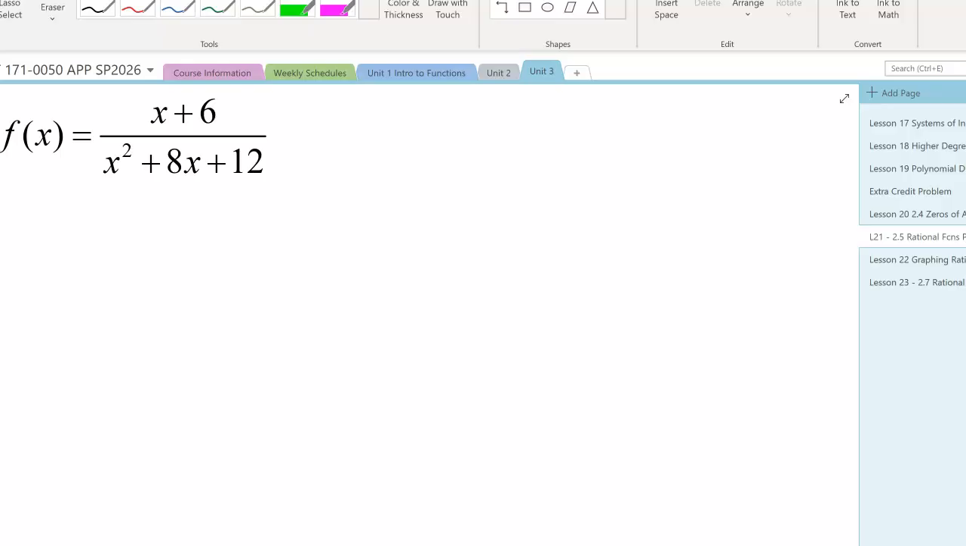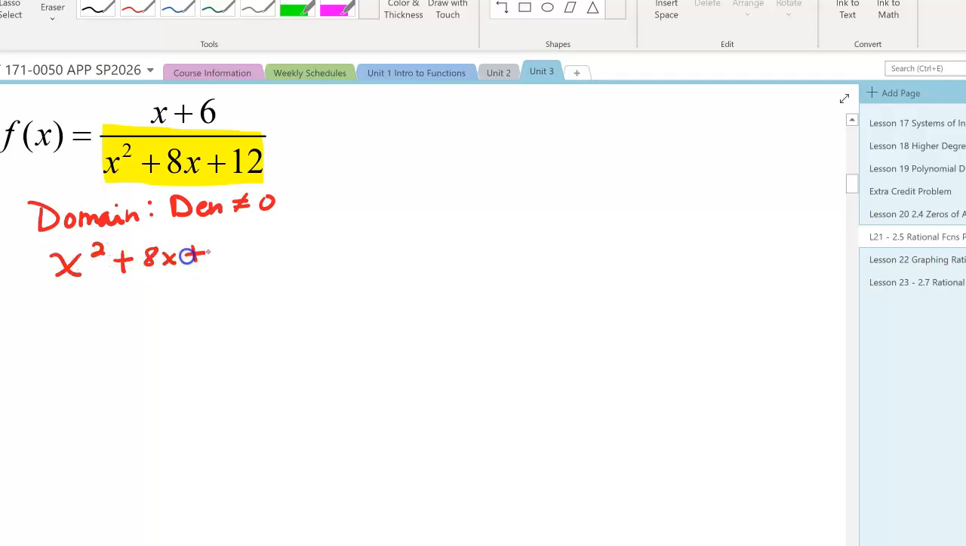Remember that when you're finding the domain of a rational function, your focus is the denominator, because the denominator cannot be 0. So to find the domain, we take the denominator and we say it can't be 0. So we have x squared plus 8x plus 12, and we say that can't be 0. This is a quadratic equation that can be factored.